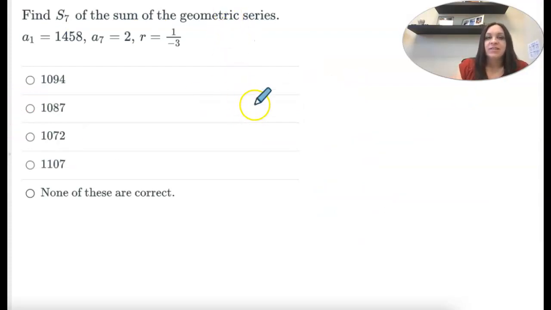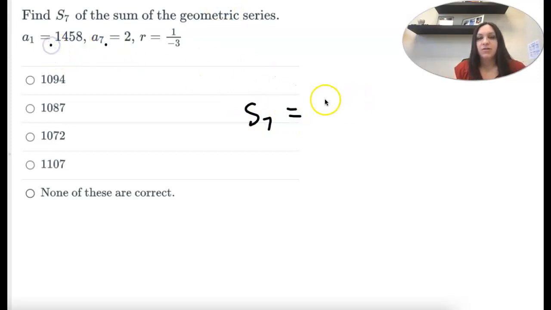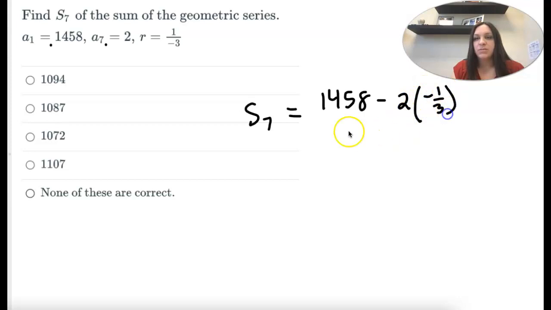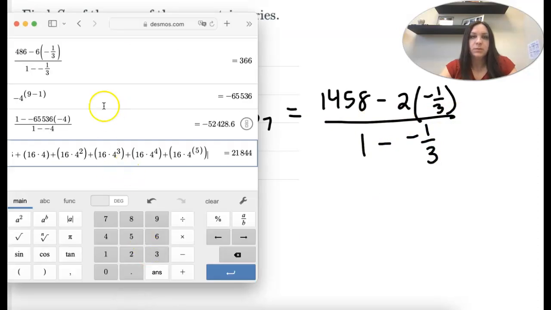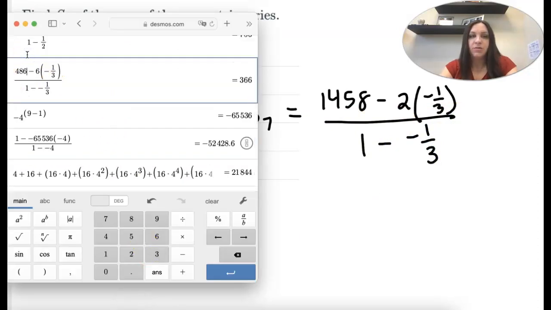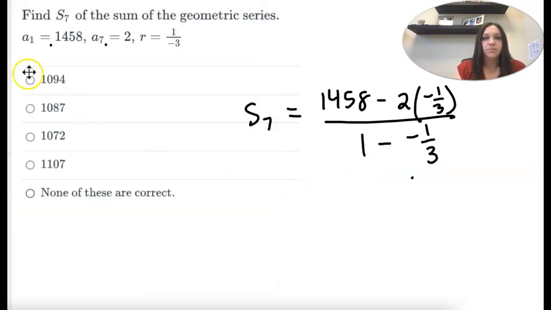Alright, find the sum up to the 7th term. Well, this one I know the 7th and I know the 1st. So you take the 1st, subtract the 7th times the ratio, divided by 1 minus the ratio. So we already had one with negative 1/3, so I'm going to just come up and change some numbers. I get 1094.